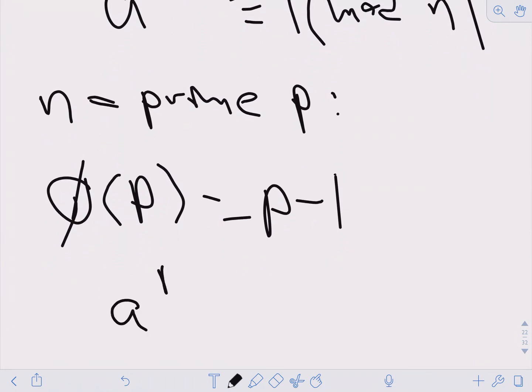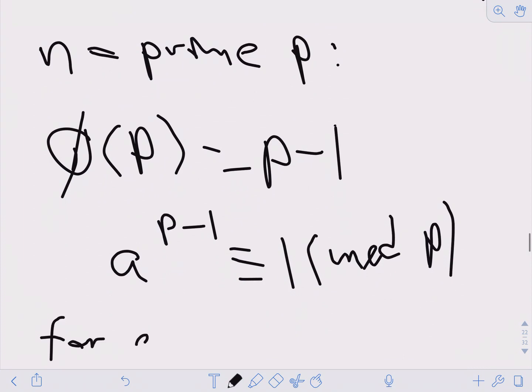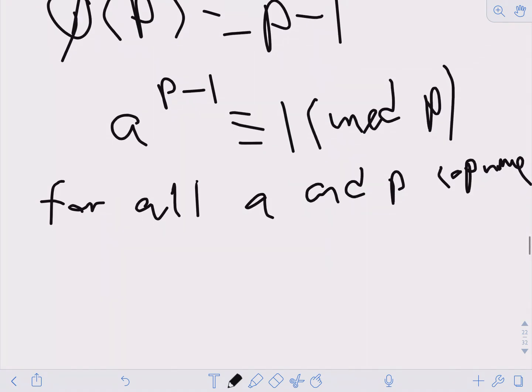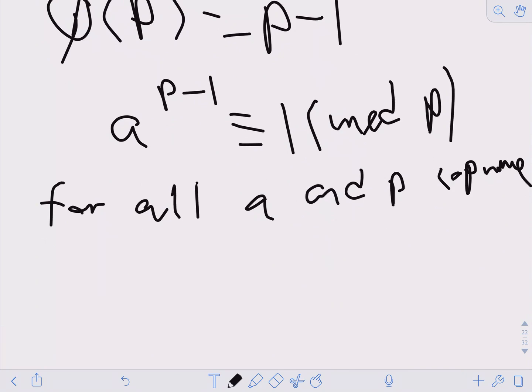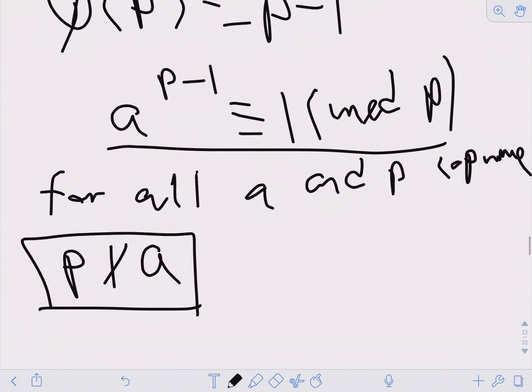That means a to the p minus 1 is congruent to 1 mod p for all p coprime, or relatively prime. Well, when is a number relatively prime with a prime number? That holds true if p does not divide a. So we have a to the p minus 1 is congruent to 1 modulo p if p does not divide a. Obviously, if p divides a, then we have 0 mod p. So this special case of Euler's theorem is often known as Fermat's little theorem, by the way.